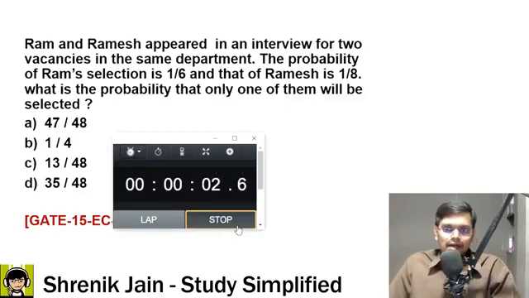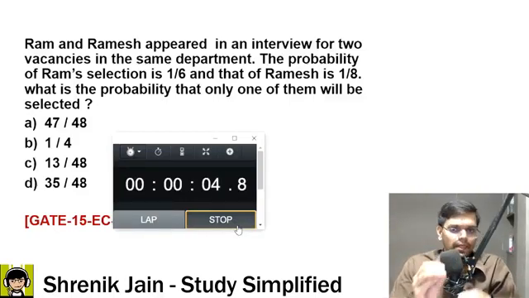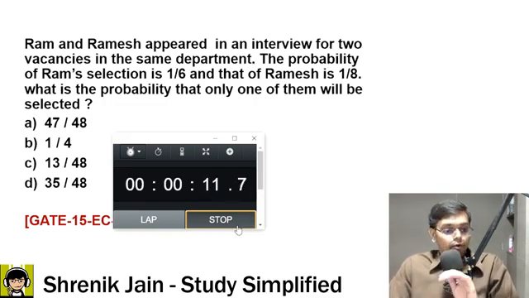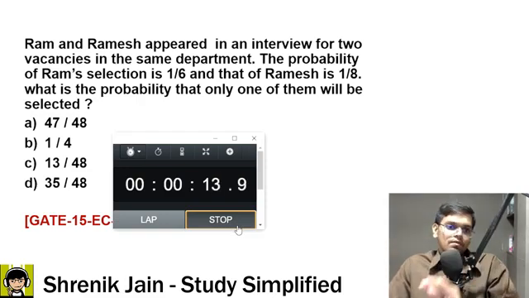Ram and Ramesh appeared in an interview for 2 vacancies in the same department. The probability of Ram's selection is 1 by 6 and that of Ramesh is 1 by 8. But what is the probability that only one of them will be selected?